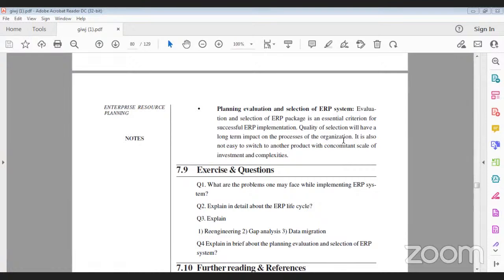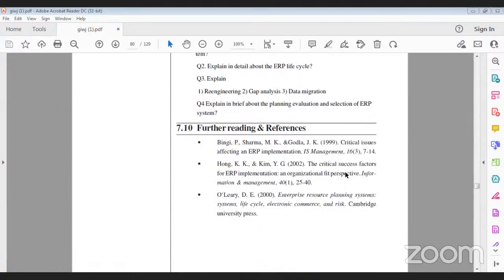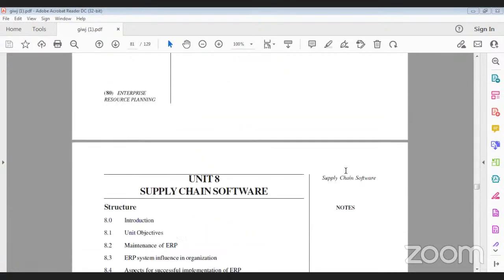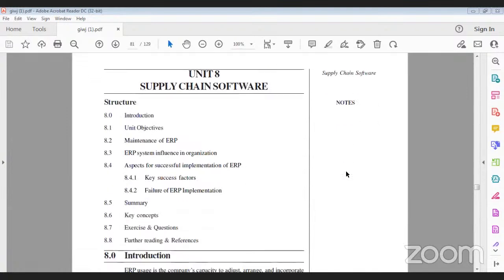and questions. The next unit is unit number 8, supply chain software. You will find the structure of unit number 8: the introduction, then objectives, maintenance of the ERP system, influence in the organization. Point number 8.4 is aspects for successful implementation of ERP. There is one key success factor, failure of ERP implementation, and then the summary, then key concepts.